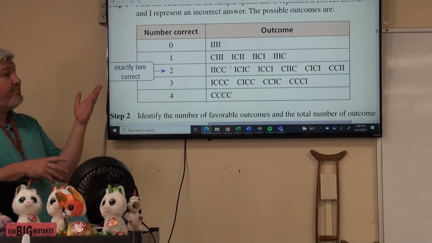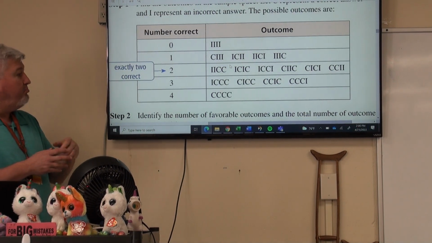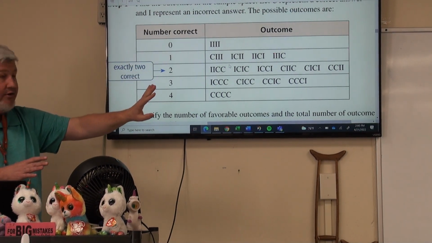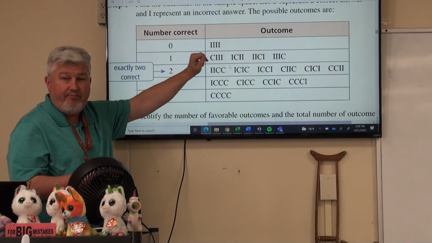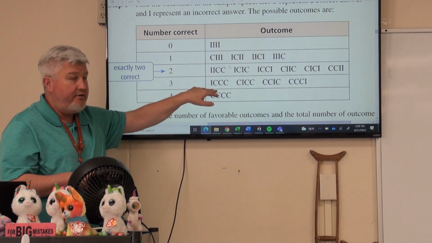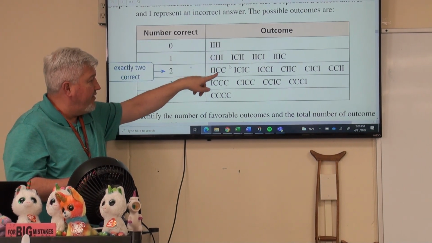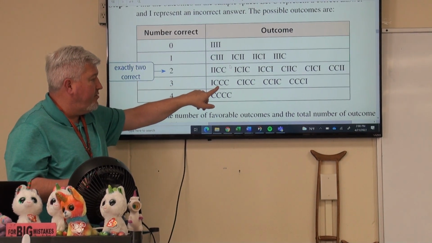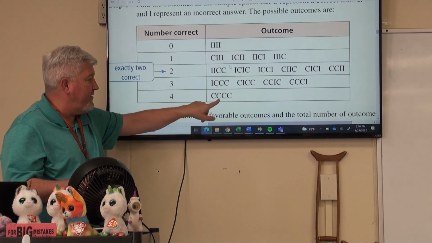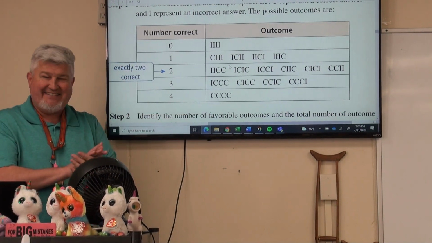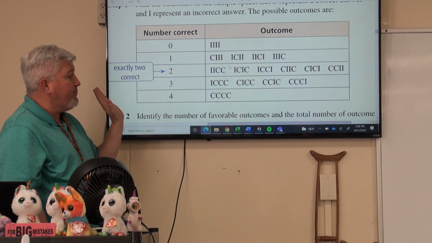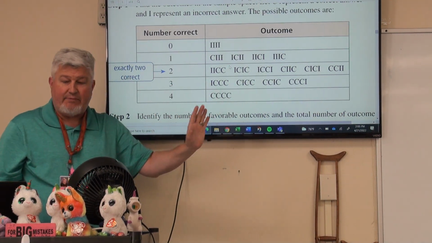How many total possible outcomes are there? 5. Total. You've got to count all of these. So 1 plus 4 is 5. Plus 6 is 11. Plus 4 is 15. Plus 1 is 16. Okay, our sample space is 16 total possibilities.